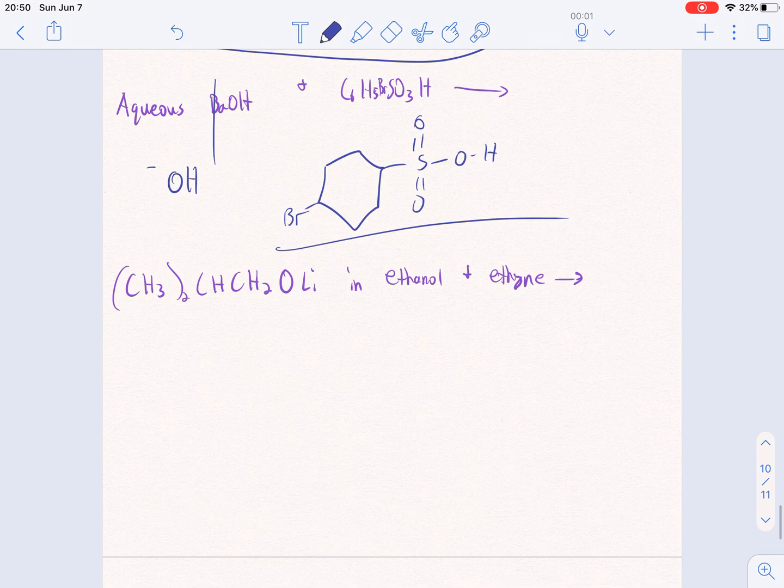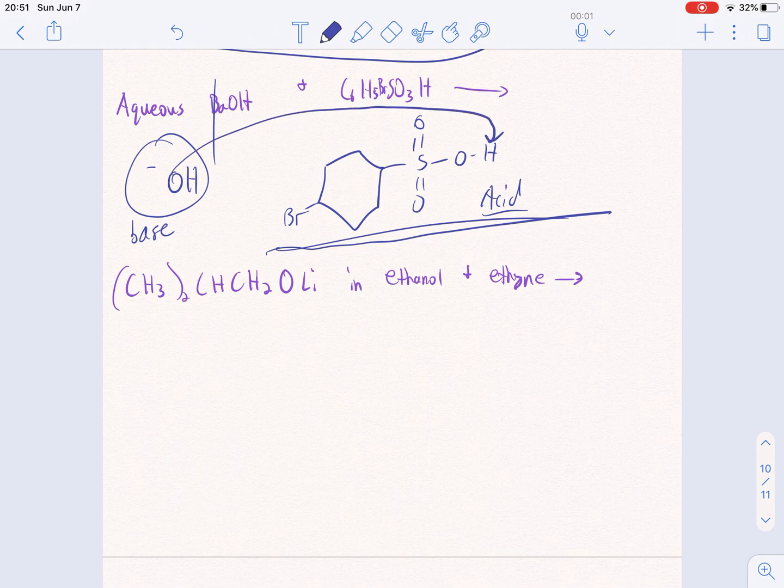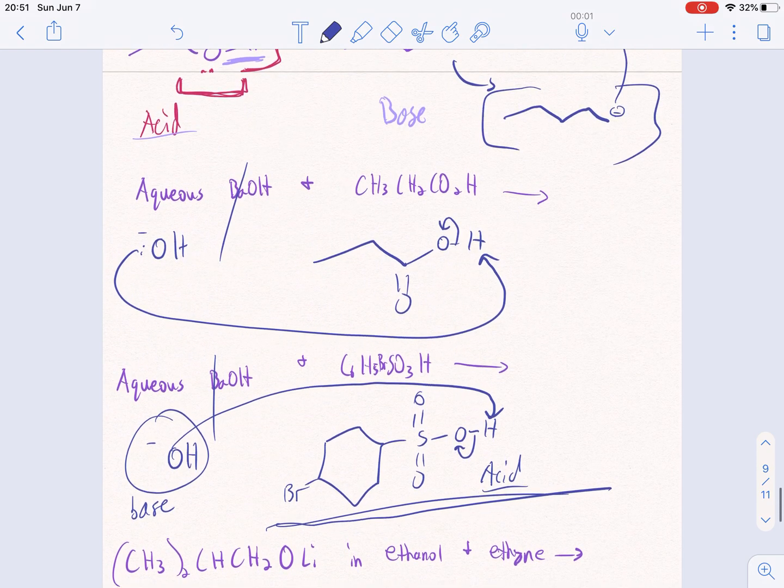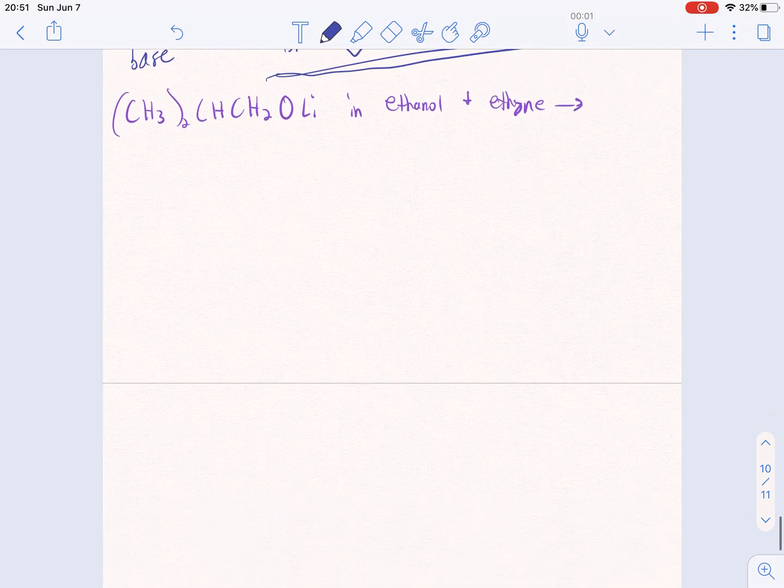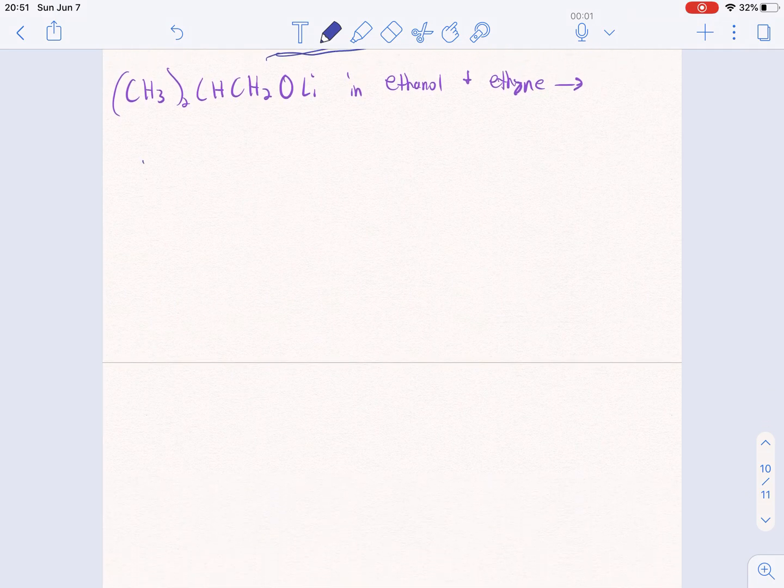Same thing, aqueous barium hydroxide. This big old structure is going to be our acid because this is more negative. So we can say that this is our base. So this base is going to come over here. Arrow is going to pull this hydrogen off, moving these bonds onto the oxygen, then creating your final structure. Then we have this last one.